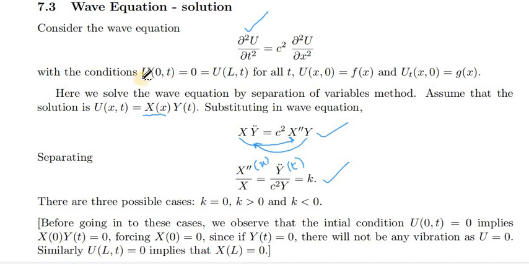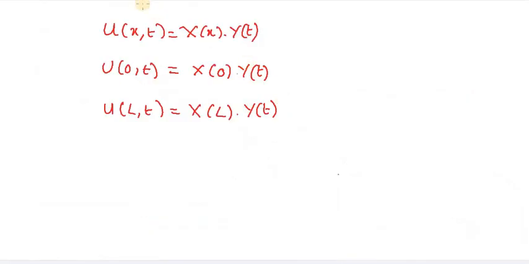Before proceeding, let us see what these initial conditions mean. u(0, t) = 0. Now, as per our assumption, u(x, t) is equal to X(x) into Y(t). So what is u(0, t)? It is nothing but X(0) into Y(t). So if I put the condition u(0, t) = 0 for all t, this is one of the boundary conditions, this forces that this must be equal to 0.